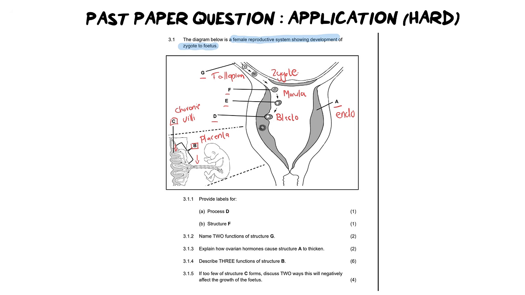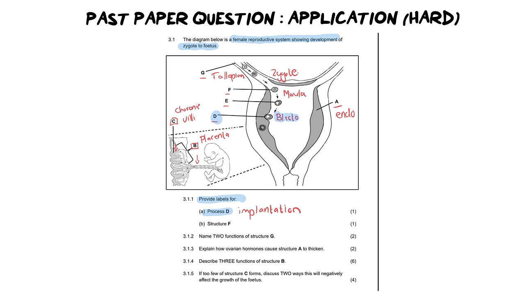So it says for number 1, provide the labels for process D, which now means that we have to go back to what we labeled here, because remember, D is actually not pointing to a structure, it is pointing to a process. So that process is going to be implantation. And that's exactly what I meant by you might have to go back and change what you saw, but that's okay because the blastocyst is still relevant.